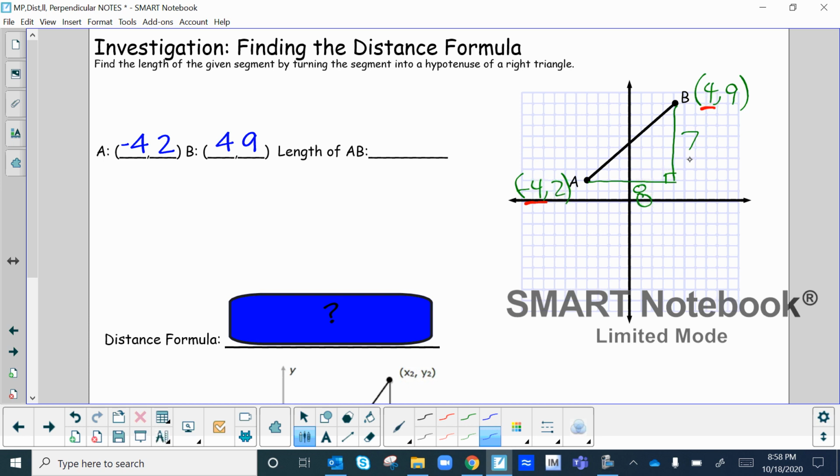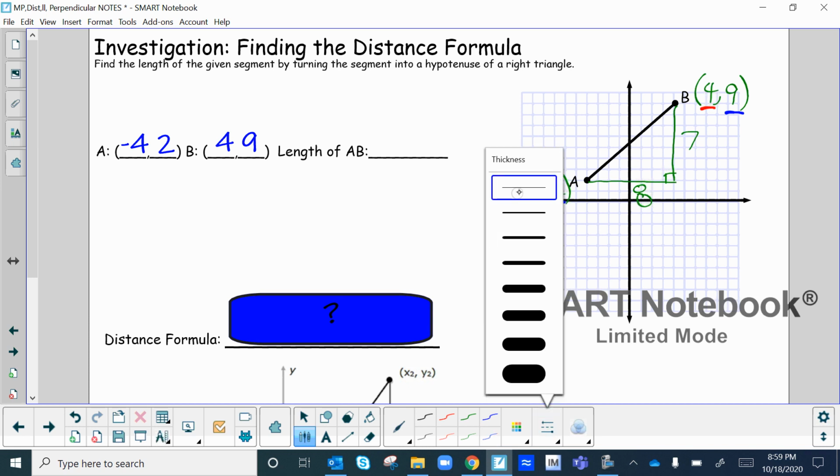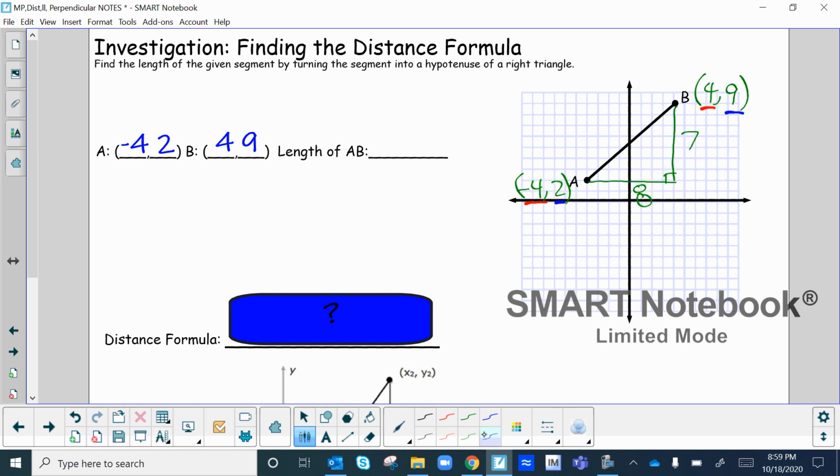And then same thing for the y value. It goes from 2 up to 9. So how many units is 2 away from 9? That's 7. So that's something to consider when we start thinking of the formula. But for now, let's do the Pythagorean theorem to find the length of AB, because that's how it's associated to the formula that we're going to use. So we're going to do 7 squared plus 8 squared equals c squared, c representing side AB.